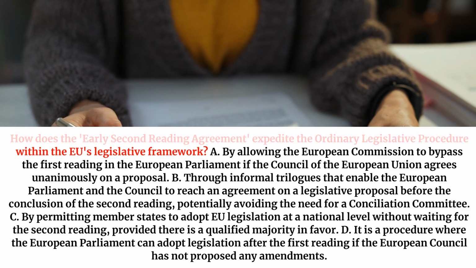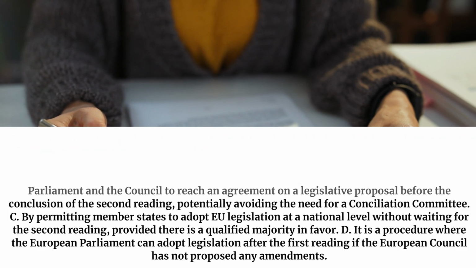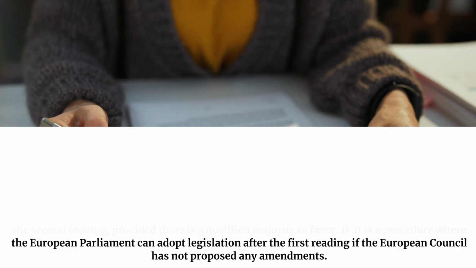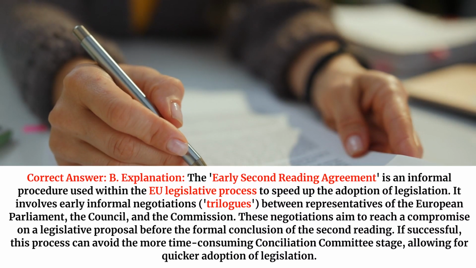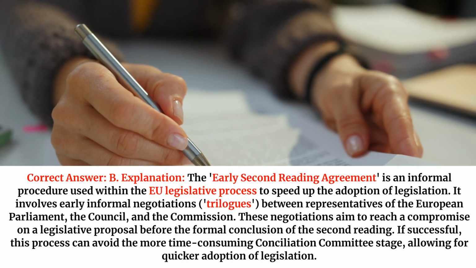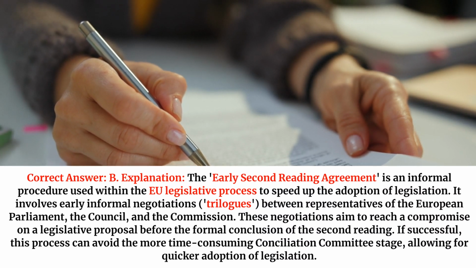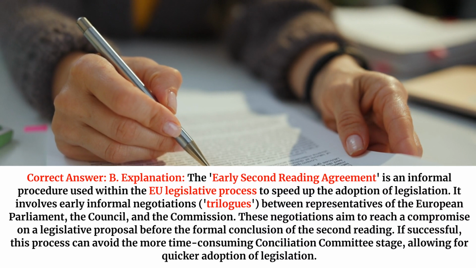D. It is a procedure where the European Parliament can adopt legislation after the first reading if the European Council has not proposed any amendments. Correct answer, B. Explanation. The early second reading agreement is an informal procedure used within the EU legislative process to speed up the adoption of legislation.